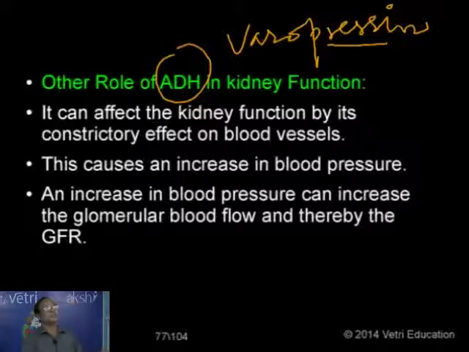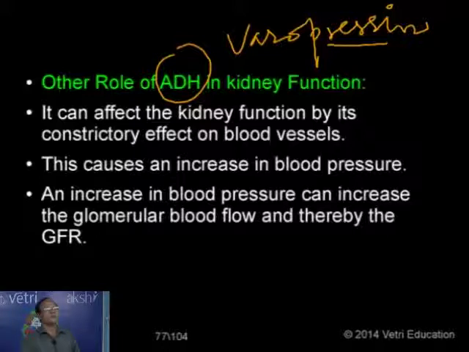It can cause the constriction of blood vessels, thereby regulating the kidney function. That is why the name vasopressin is given. So it can affect kidney function by its constrictory effect on blood vessels. Once the blood vessel diameter has decreased because of the constriction, what will happen? The BP is increasing. When the BP is increasing, the cardiac output is increasing, so also the glomerular filtration rate. There is more plasma flow to the kidney, and more filtrate is being formed. So the glomerular filtration rate increases.